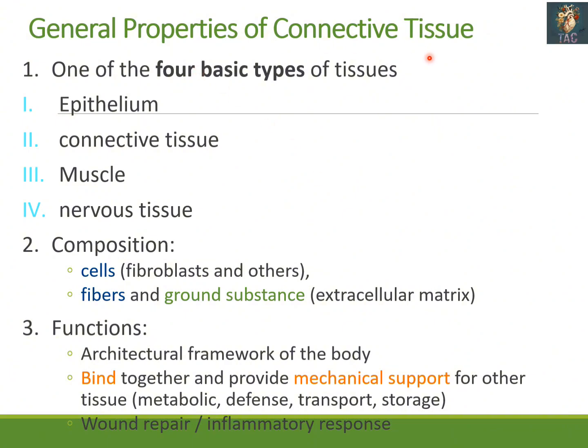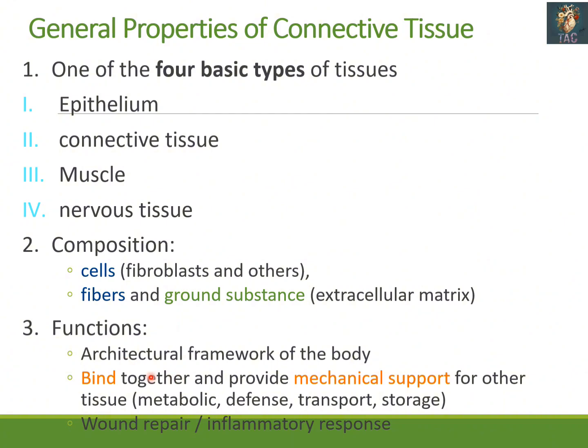General properties of the connective tissue. Basically, we classify the tissues into four main types. These four main types of tissues in the body are epithelium, connective tissue, muscle tissue and nervous tissue. So connective tissue is one of the main four types of tissue present in the body, and it is composed of cells, fibers and ground substance.